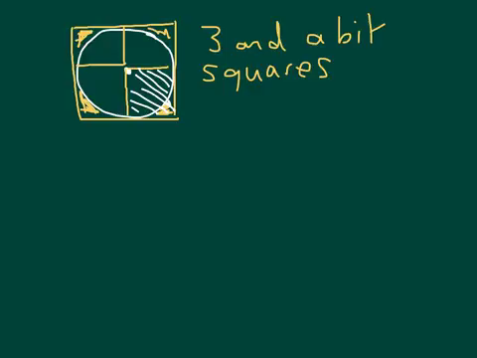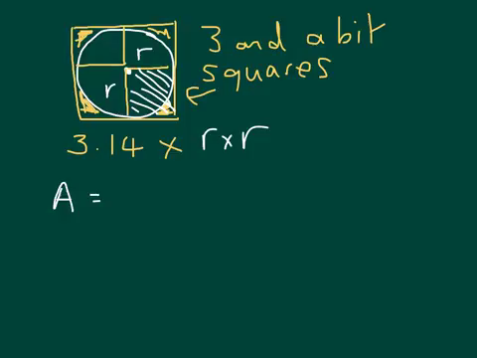So the area of this circle will probably be about 3 and a bit of those squares that we have here. And in fact, 3 and a bit is exactly 3.14, which is pi. The area of one of these squares is found by doing its length times its width. Its length is the radius of the circle, and its width is the radius of the circle. So it's 3.14 times the radius times the radius, or as we know the formula, the area equals pi times the radius squared.